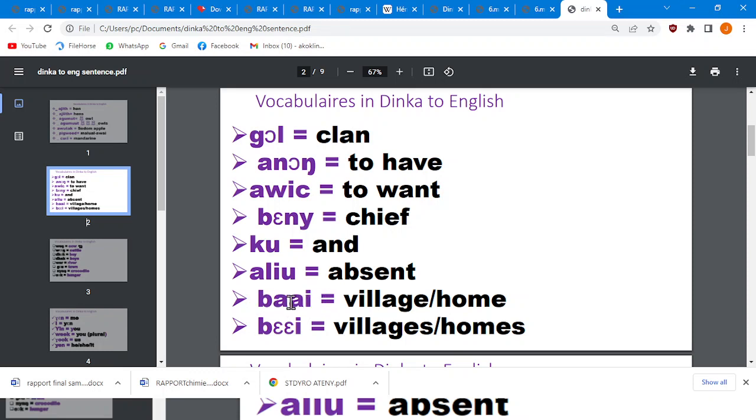Bye means village or home. Bay means villages or homes. This is bay, a plural form of by. By is singular and bay is plural form. You have to know it.